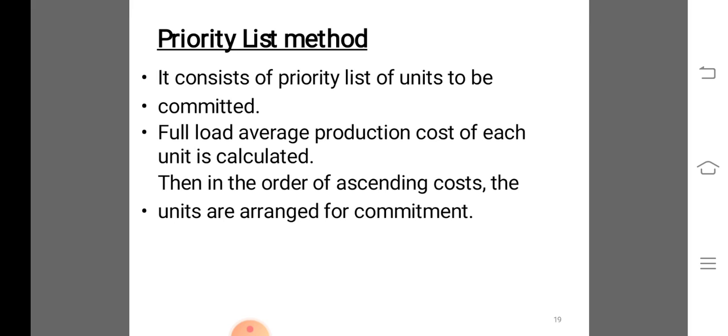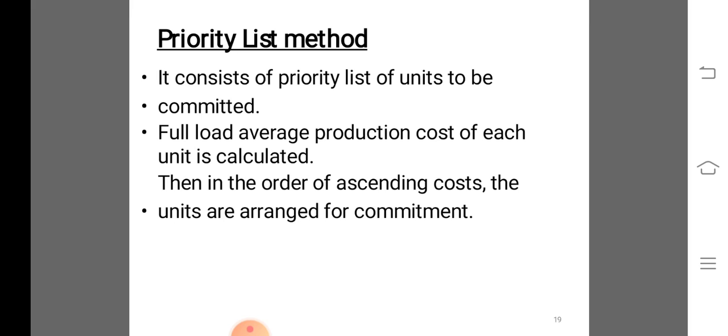The priority list method is the simplest unit commitment solution method. It consists of creating a priority list of units as a simple shutdown rule. A priority list scheme could be obtained after an exhaustive enumeration of all unit combinations at each load level.